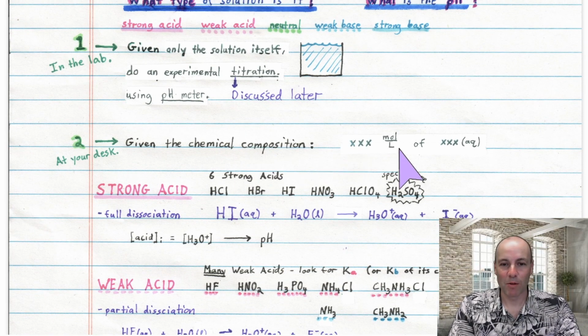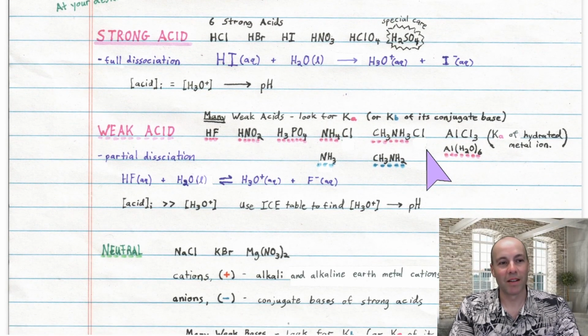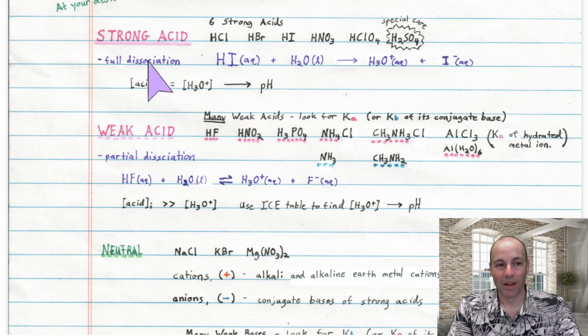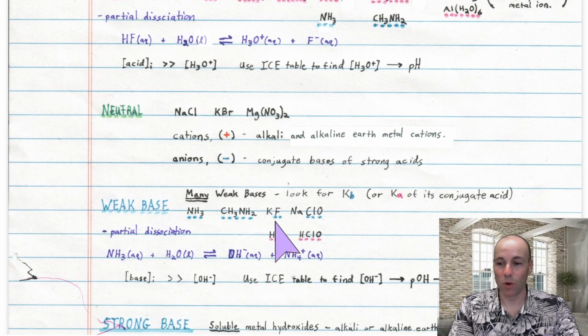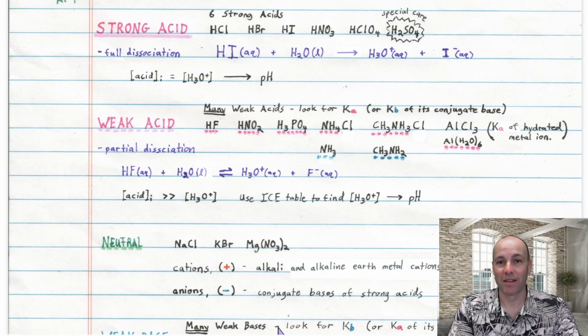So that's the general strategy. If you're given the chemical composition, depending on the type of solution you have, you should know how to classify the solution. And then once you classify the solution correctly, figure out how to calculate its pH. Okay, the method for getting the pH is different depending on what type of solution it is.